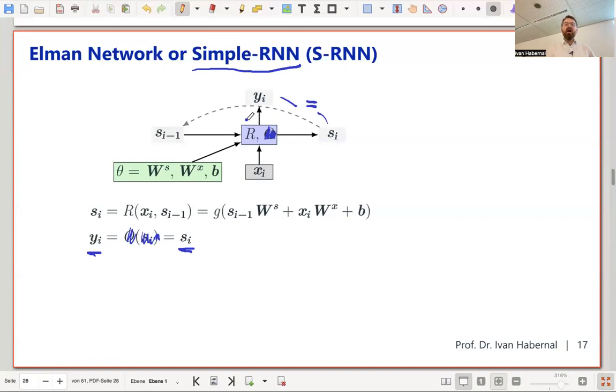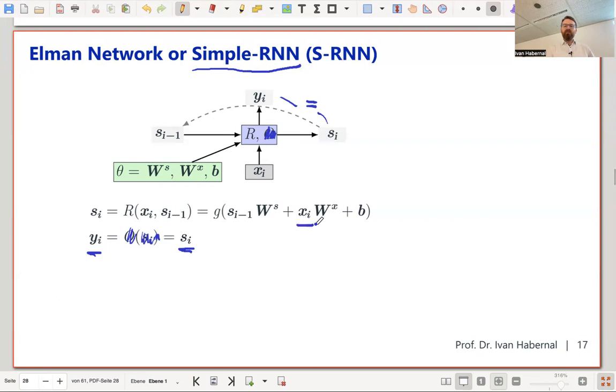Now, what R is going to be. If you have two vectors, a vector of the current input and a vector of the previous state, you want to create another vector. What can you do? You can just sum them up. But there are no parameters in summing up two vectors. So you might want to do some linear projection followed by some nonlinearity. We've seen that before.